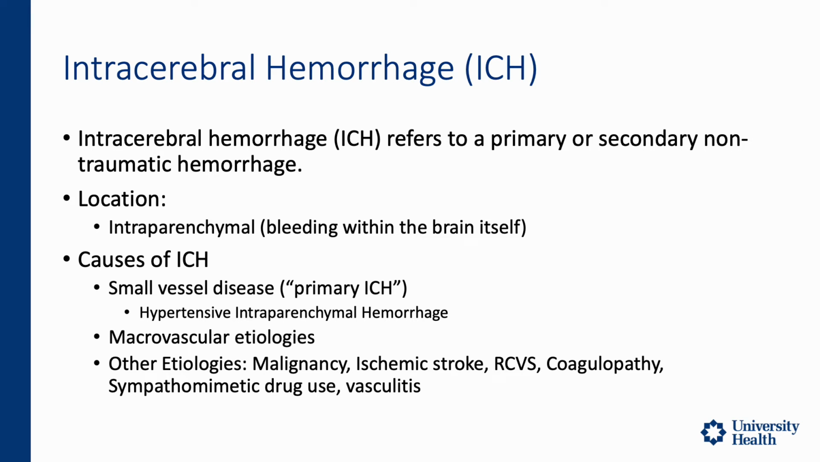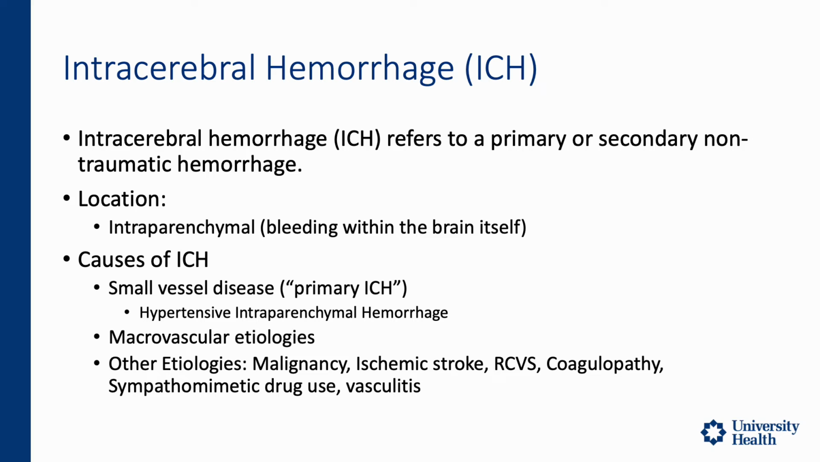So we think of our macrovascular etiologies in regards to arteriovenous malformations, subarachnoid hemorrhages, which I'll be talking about pretty soon also in this presentation, cerebral venous thrombosis, cavernous malformations, dural arteriovenous fistulas, mycotic aneurysms. So mycotic aneurysms are going to be your patients with endocarditis that all of a sudden have this abrupt intracranial hemorrhage. Moyamoya disease, for example.